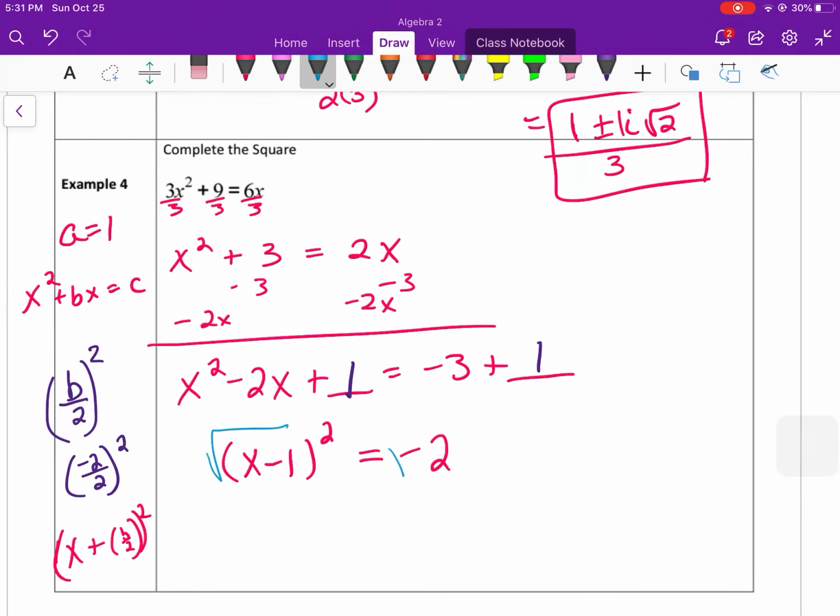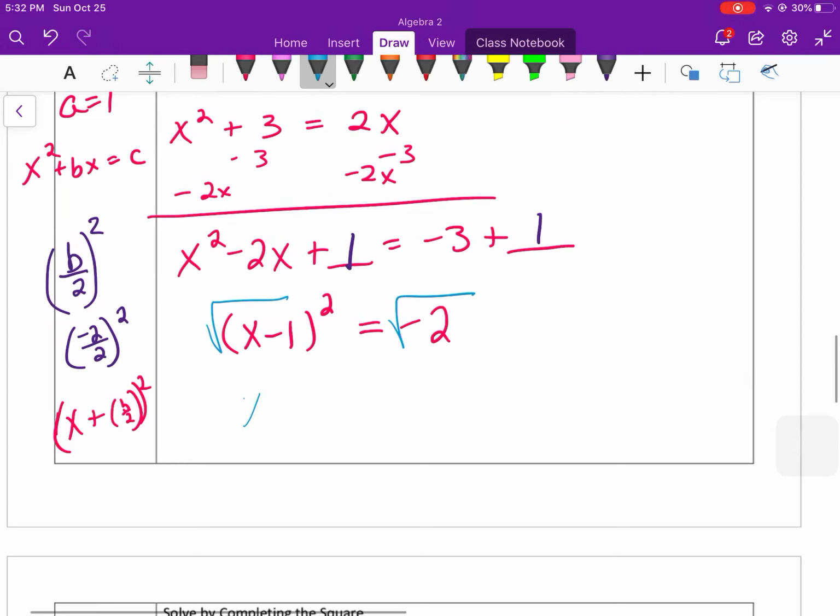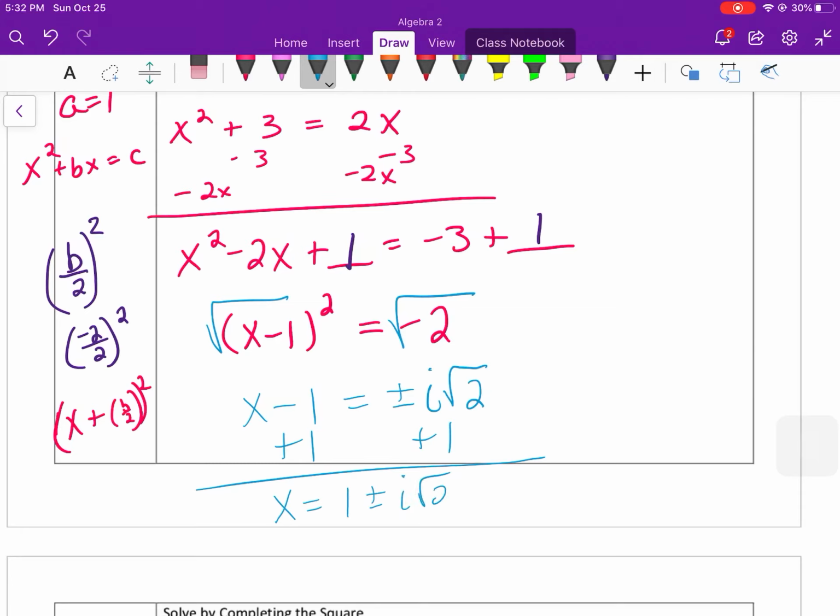Then we take the square root of both sides, and we finish solving. X minus 1 equals plus or minus the square root of -2, which would be i square roots of 2. Add 1, and we get 1 plus or minus i square roots of 2. Since our answer is a complex number, real and imaginary, we leave it like that.